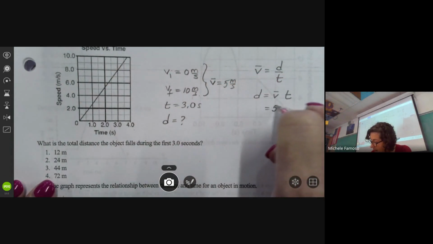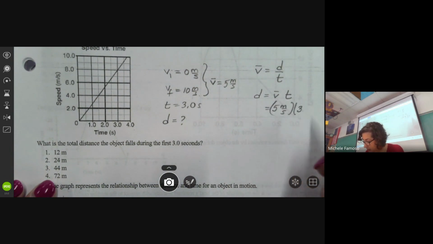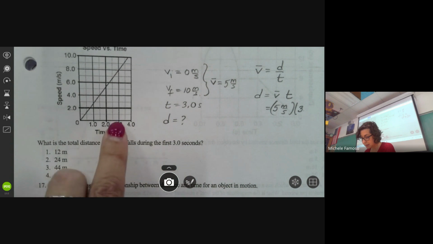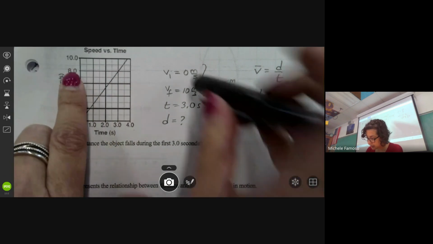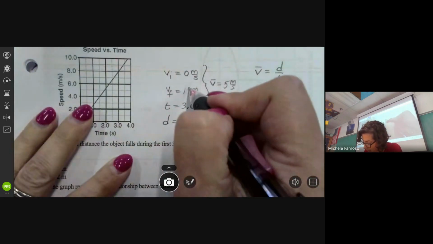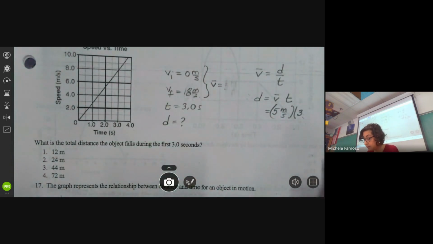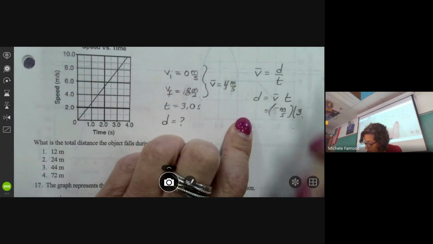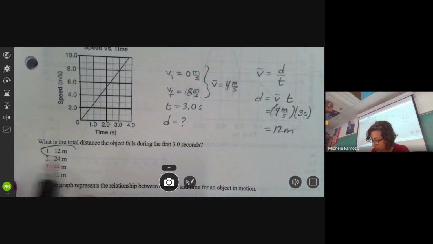So I'm going to take 5 meters per second, multiply by the time of, hold on a minute. My mistake. 3 seconds. The final speed is not 10. At 3 seconds, it is 8. My mistake. So the average is not 5, it is 4. There we go. All right. So 4 times 3 would give me 12 meters, choice number 1.